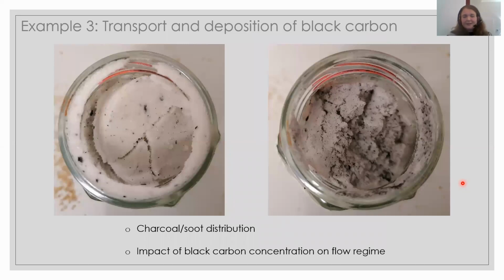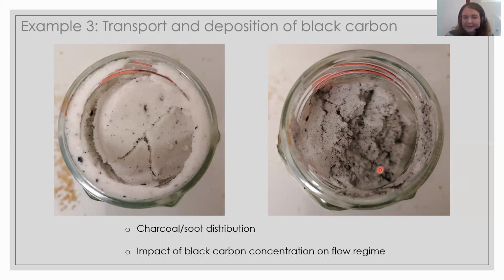So after the runs, I drained the flume tank and I took some samples at different distances after the lock gate. So at 0.5 meter, 1.5 meter, 2.5 and 3.5 meters. And these are just some examples for these samples. This would be a sample of the very coarse grain charcoal, and this is an example of the finer grain charcoal.